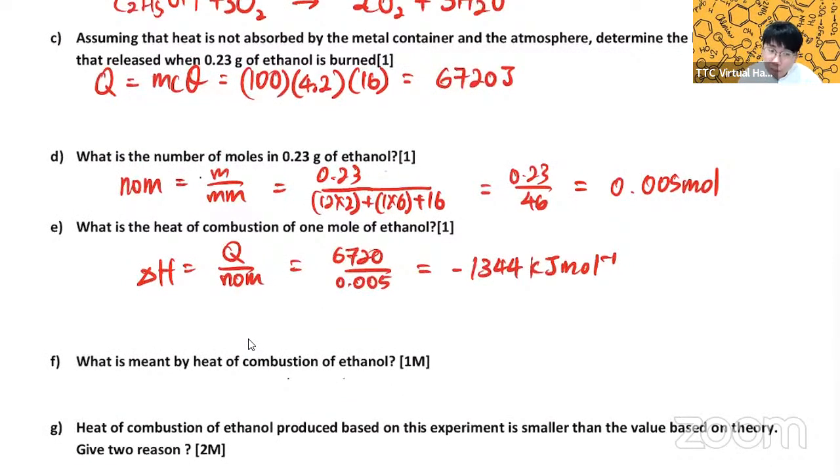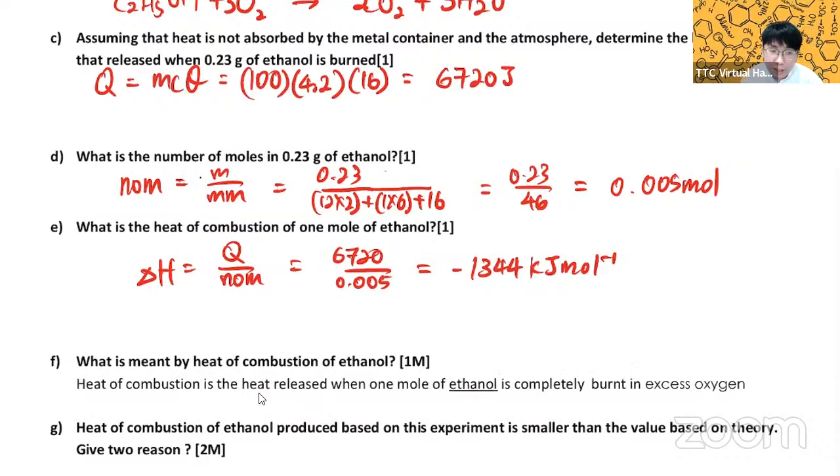Okay, so when we talk about combustion, it's when one mole of your fuel, here is alcohol or ethanol, is burned completely to produce your carbon dioxide and water. That's the heat from this reaction. The definition always starts with these five words: heat change when one mole. So heat change, or here, heat release, when one mole of alcohol, here is ethanol, is completely burned in excess oxygen to produce carbon dioxide and water. But if you stop here, it should be fine also.